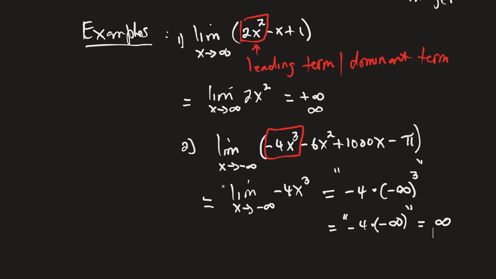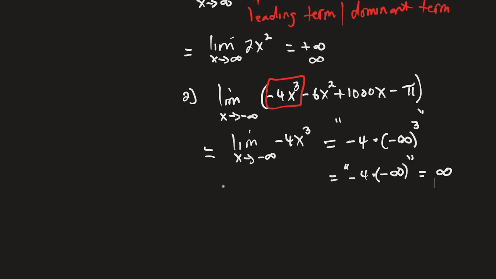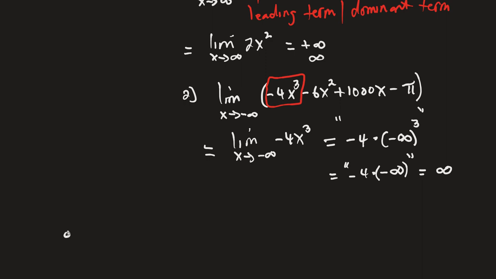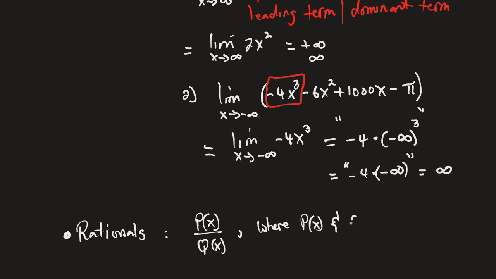Now, the next class of functions is built from polynomials, and these are called rational functions, or sometimes just abbreviated the rationals, right? And what is it? Well, a rational function is any function of this form, p of x over q of x, where p and q are polynomials. Right, so where p of x and q of x are polynomials.